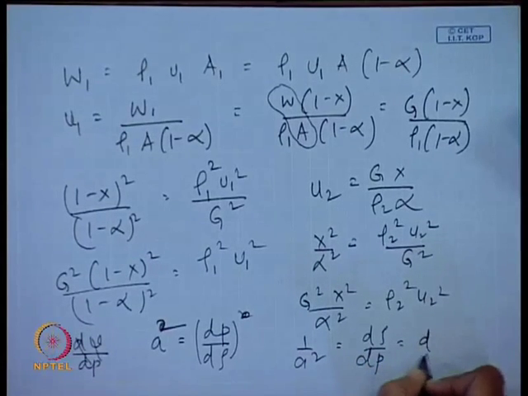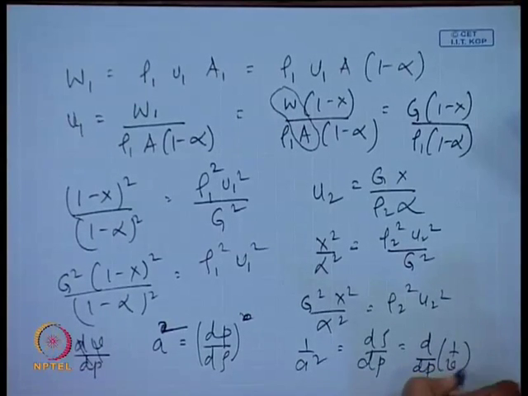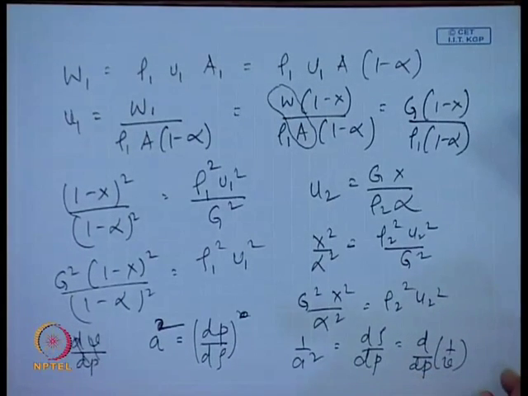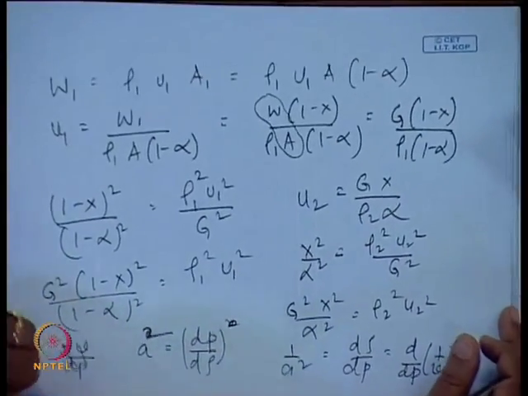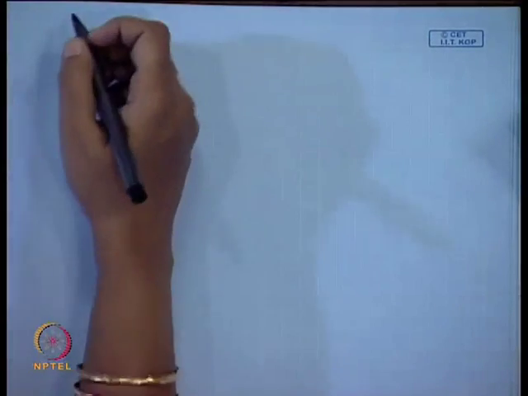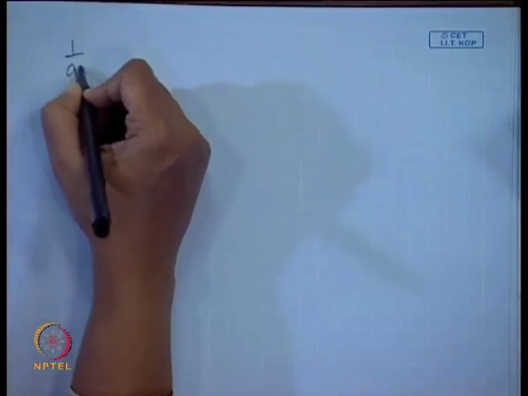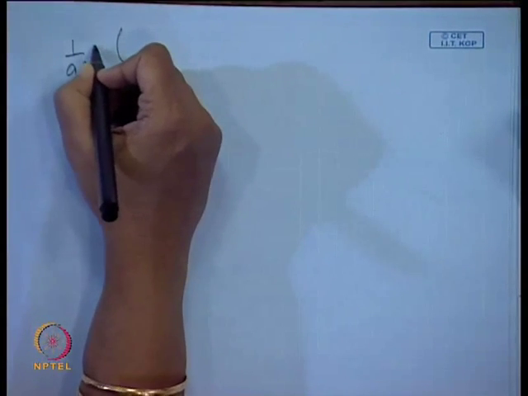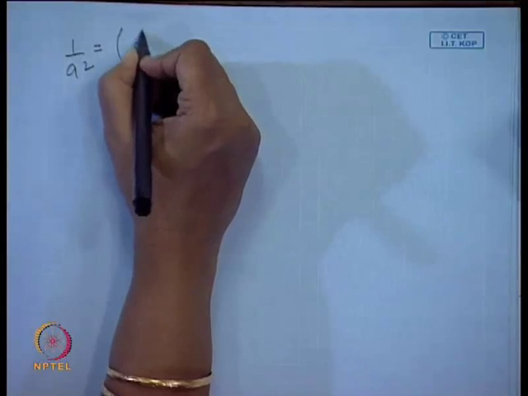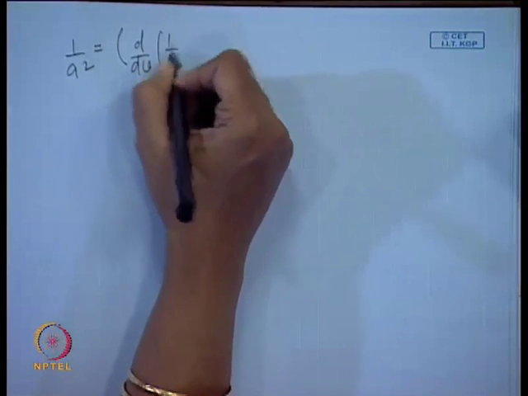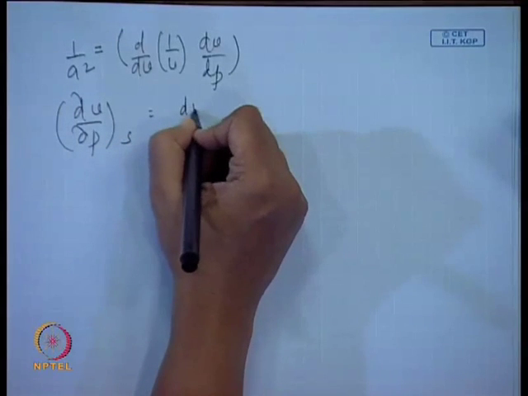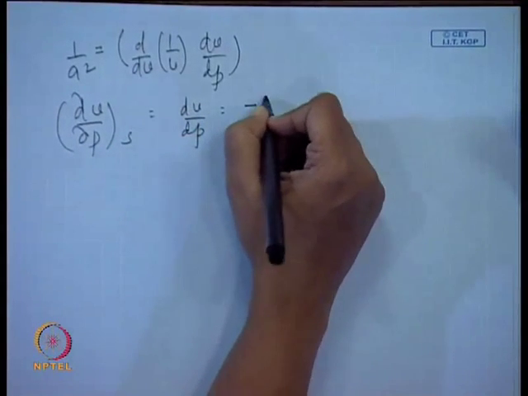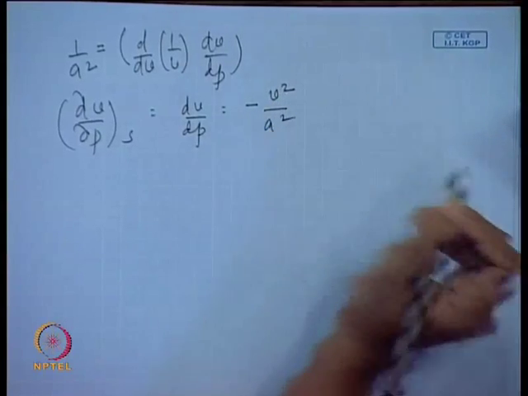So, in other words this becomes equal to d dp of 1 by V, agreed, or in other words these derivations I had already done in the class previously. We can write it down as 1 by A square equals d dv of 1 by V into dv dp. So, therefore, we find del V del p at constant S, which in this particular case dv dp is minus V square by A square, yes or no?